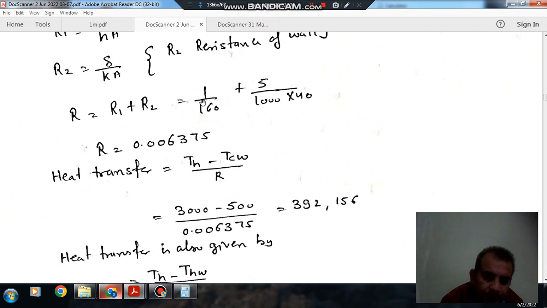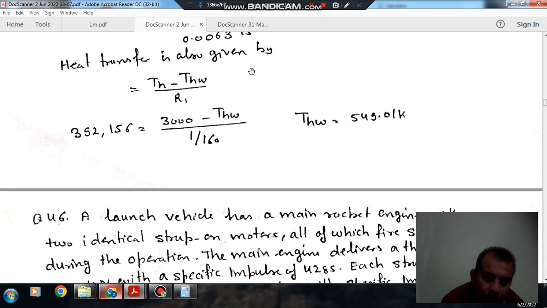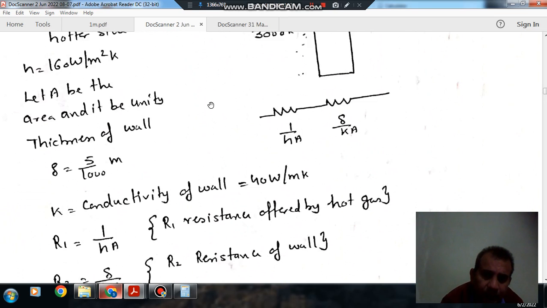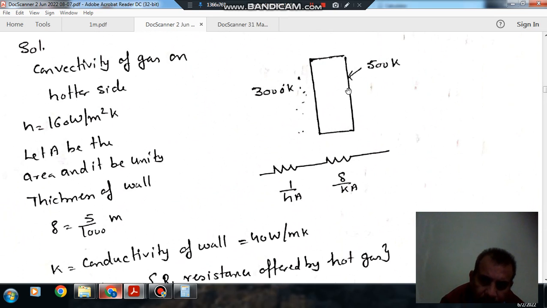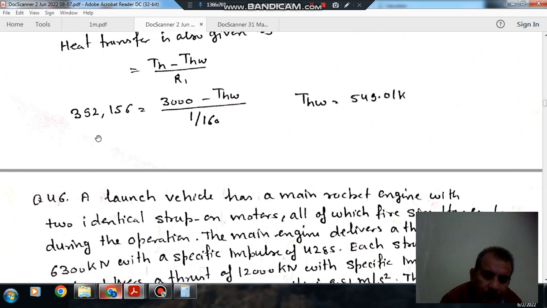and this is 1 by 160, and this is your total heat transfer, because the same heat transfer will take place from this to this and this to this. We have found the total heat transfer, so the same heat transfer will take place from 3000 to this wall also. So taking the same heat transfer, we can find THW. So THW is 549.01 Kelvin. So the answer is 549.01 Kelvin.